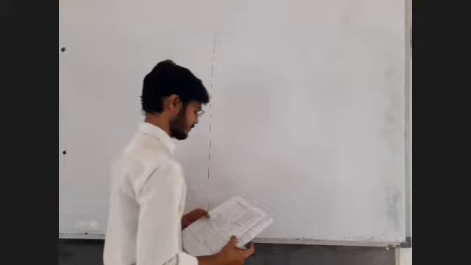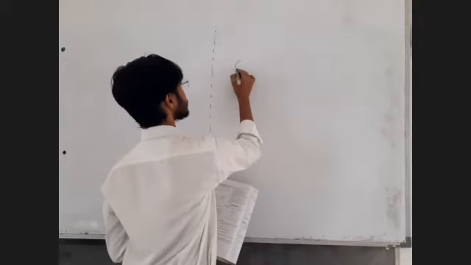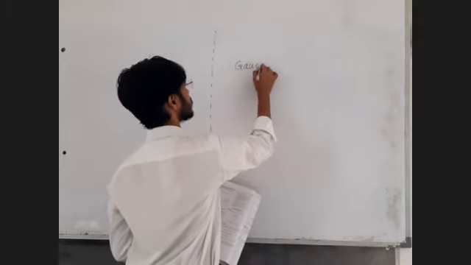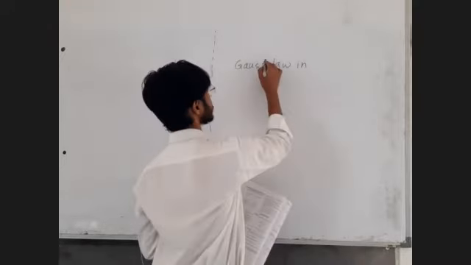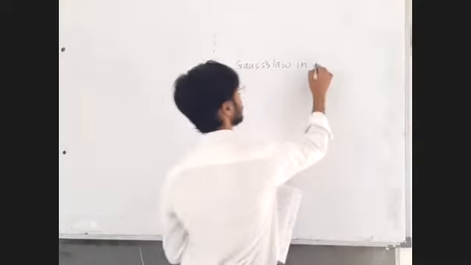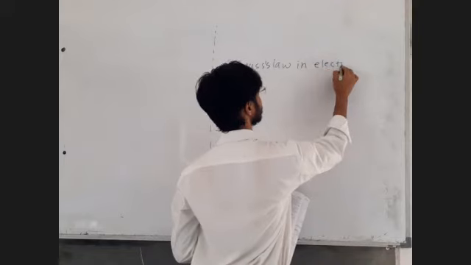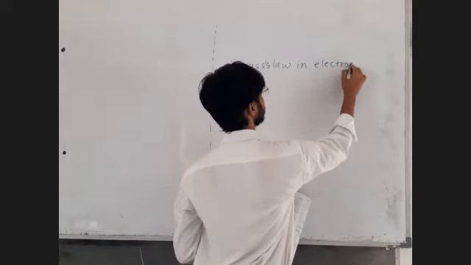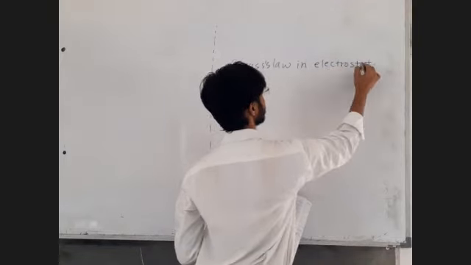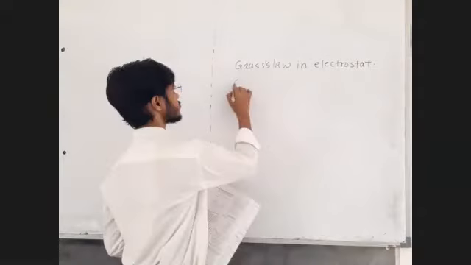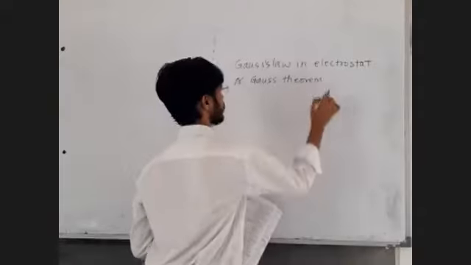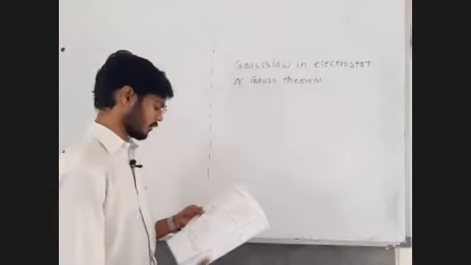So write down Gauss law in electrostatics, or Gauss theorem. Fine. Name of the scientist: Gauss law, or Gauss's law in electrostatics. Charges are stationary. Or Gauss theorem. Fine. What is Gauss theorem? Write down the statement.